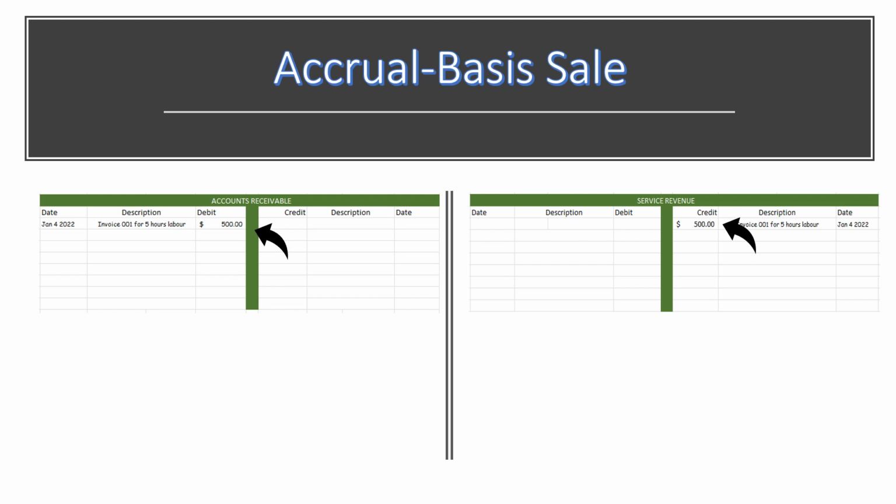So here we have a sale happening on January the 4th, invoice number 1 for 5 hours of labor, and we debit accounts receivable and credit sales.